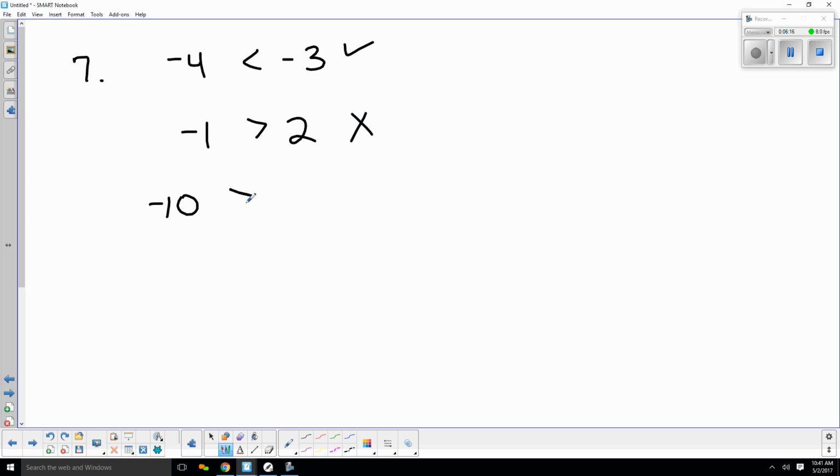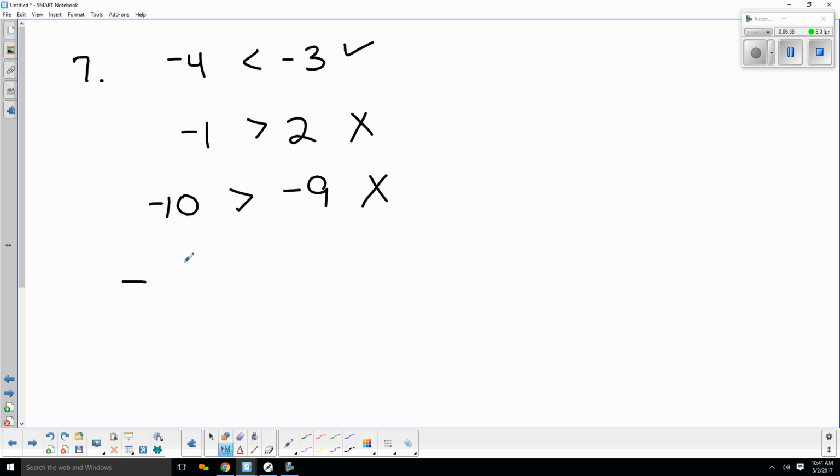Negative 10 is greater than negative 9. That is incorrect, because if you think of your number line, negative 10 is to the left of negative 9. So that is less, not greater.